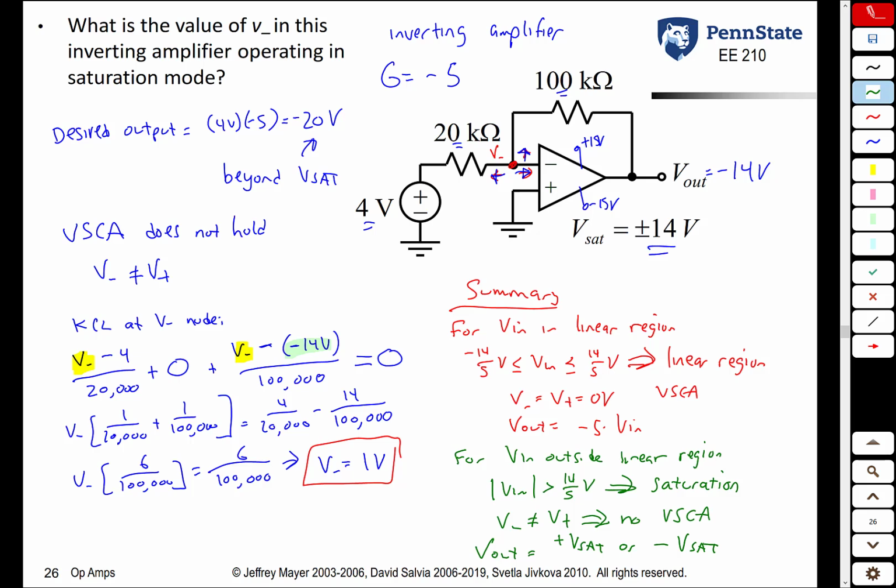How do you know whether it equals positive or negative VSAT? It depends upon this input signal. If the input signal is a positive voltage and you have an inverting amplifier, the output voltage will be negative VSAT. If the input voltage was negative, because the gain is negative, minus 5 specifically, the output would be at positive VSAT. So bottom line, when you have an op-amp in saturation, you still do KCL at the inverting terminal, but the unknown now is the V minus voltage, and the output voltage is now known, either plus VSAT or minus VSAT.